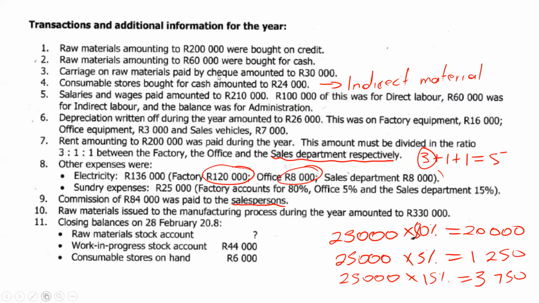And then the last one simply said raw materials issued to manufacturing process. Now I will highlight that because they're telling you what type of raw materials we're dealing with here. These are raw materials that left the raw materials warehouse and were issued to production, meaning that they'll be part of production. Obviously, those will be recorded in note number 1, which is your direct material cost.